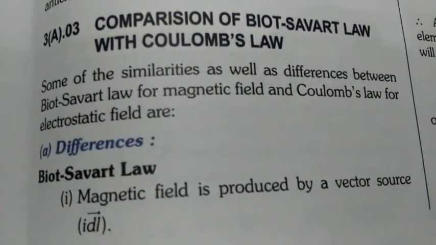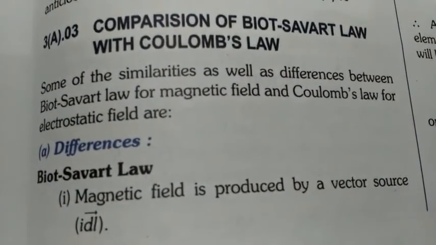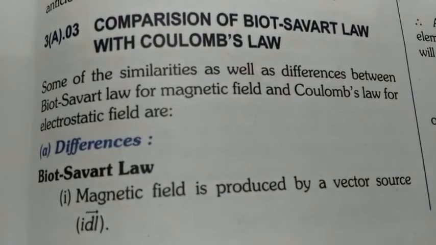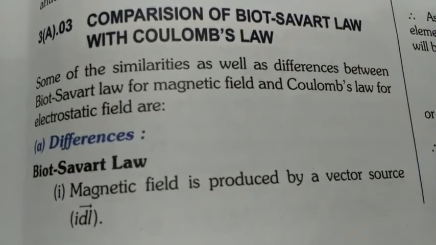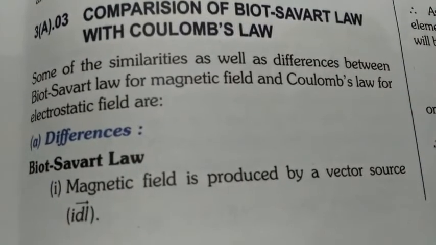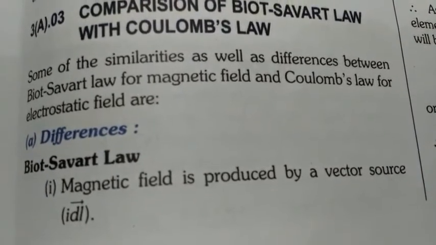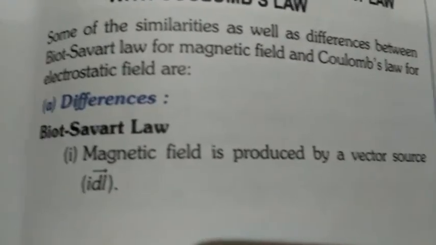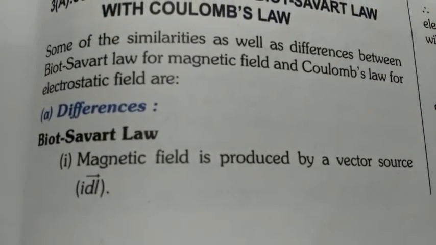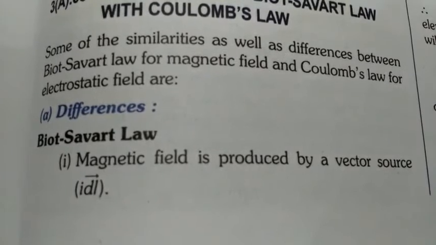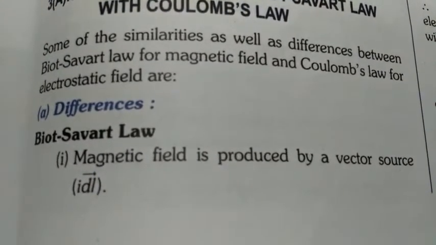Now, in the next topic, let's compare Biot-Savart law with Coulomb's law. First we will look at the differences and then the similarities. First difference: in Biot-Savart law, the magnetic field is produced by a vector source. The magnetic field here is produced because of a current element, and that current is flowing in a particular direction. So the magnetic field is produced by a vector source.